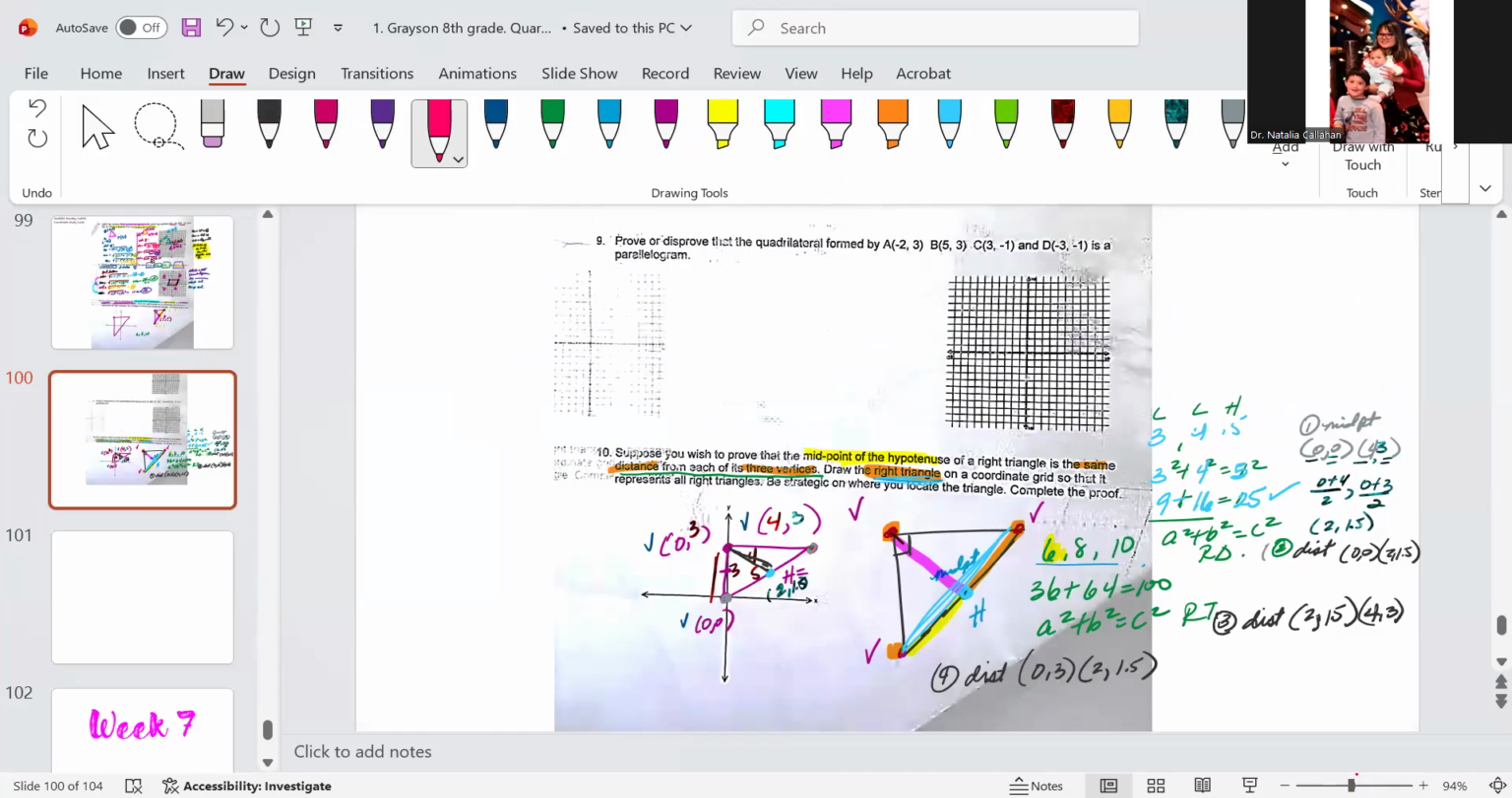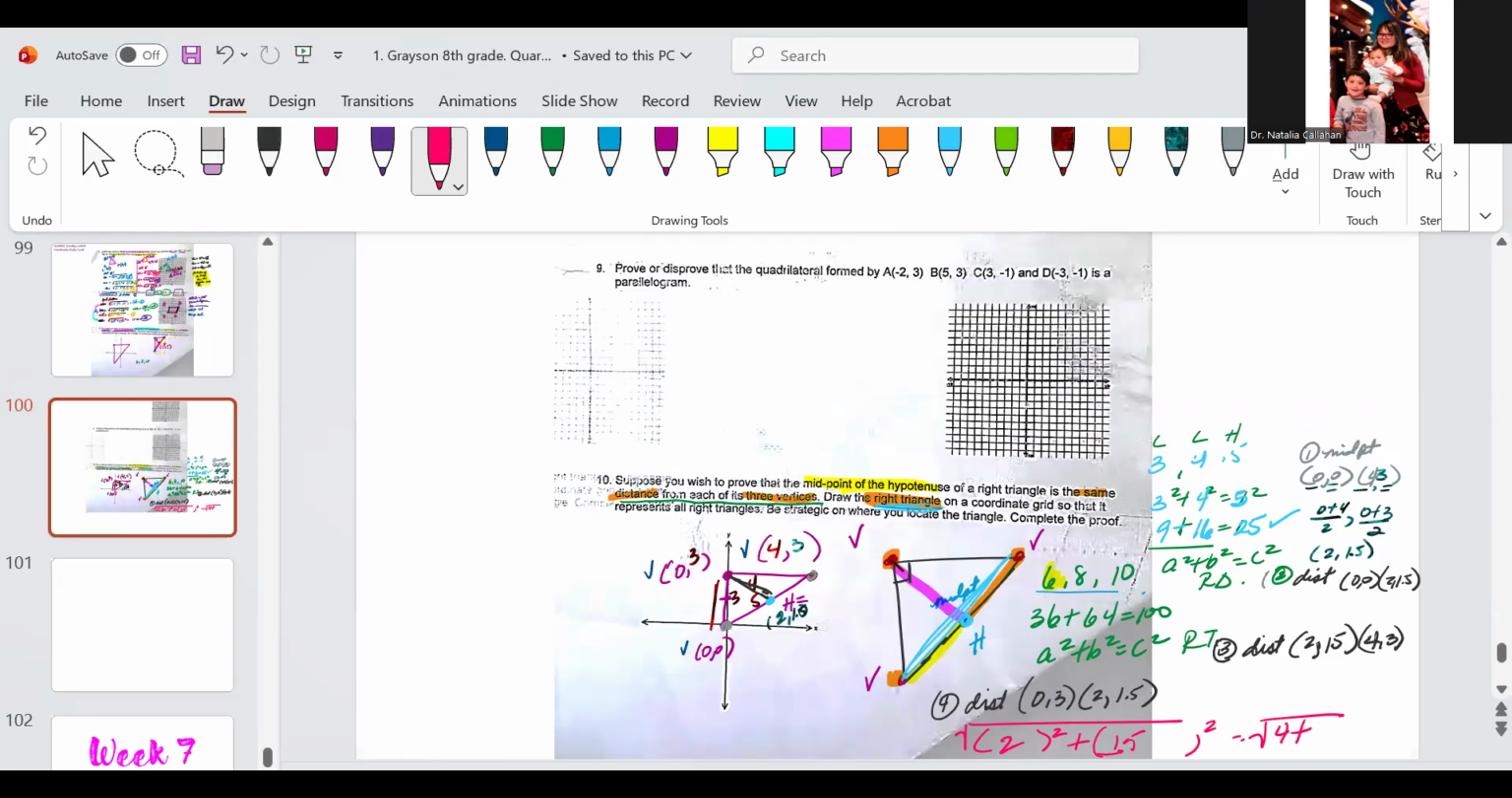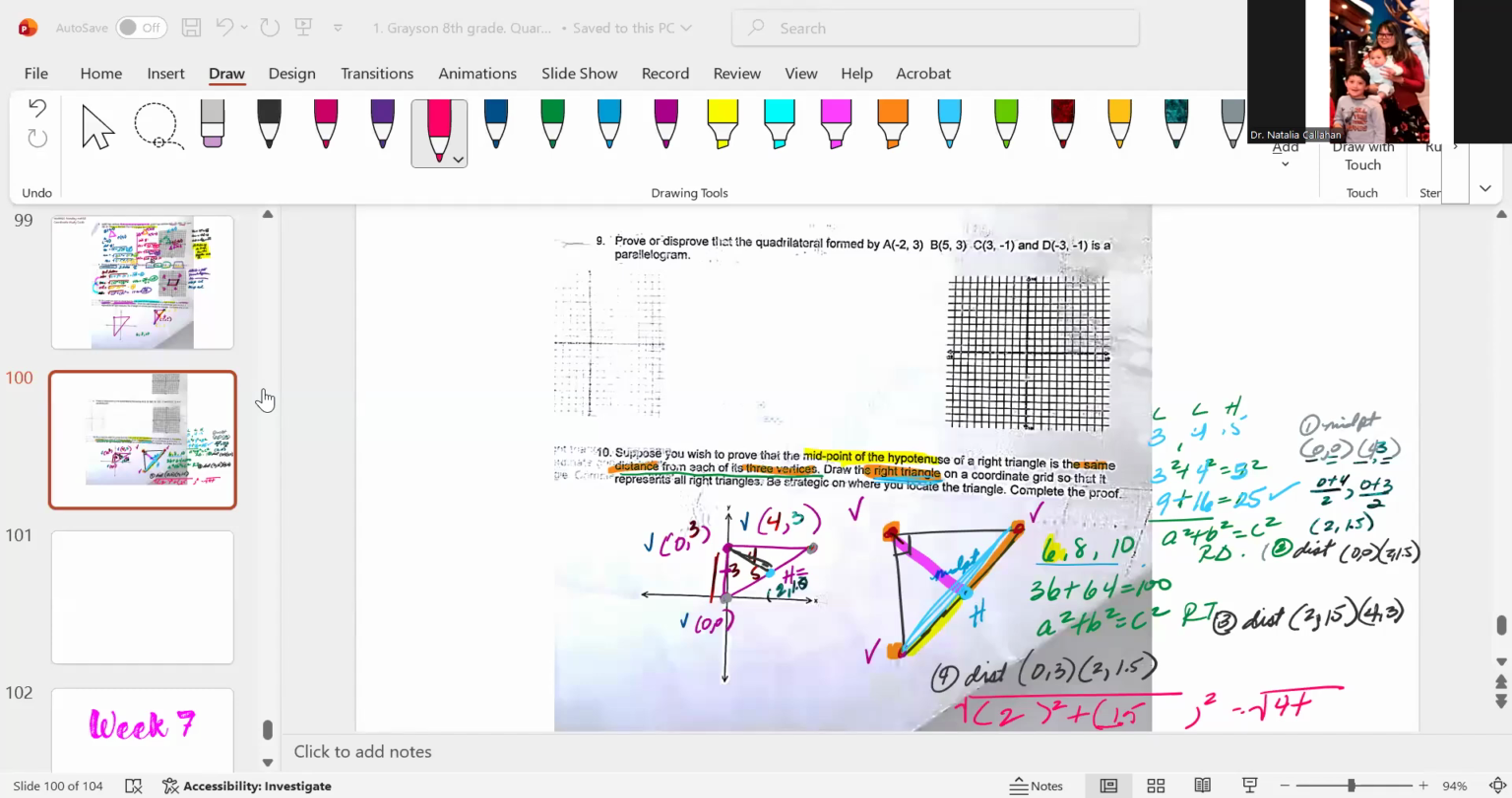I'm gonna find the distance. Why don't you do number 2 and 3? I'll do number 4. Okay. So 2 minus 0 is 2 squared plus 1.5 minus 0 is still 1.5 squared. So that's the square root of 4 plus 1.5.